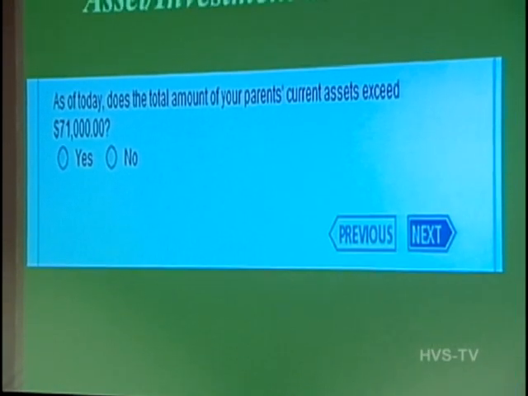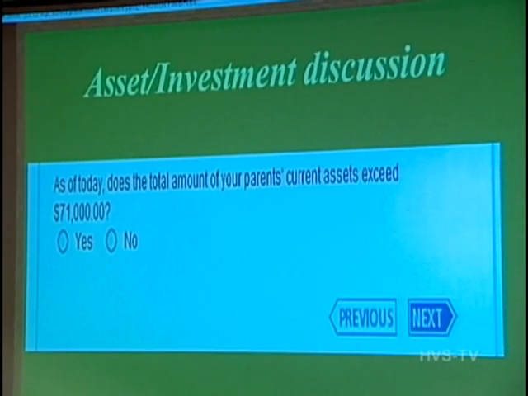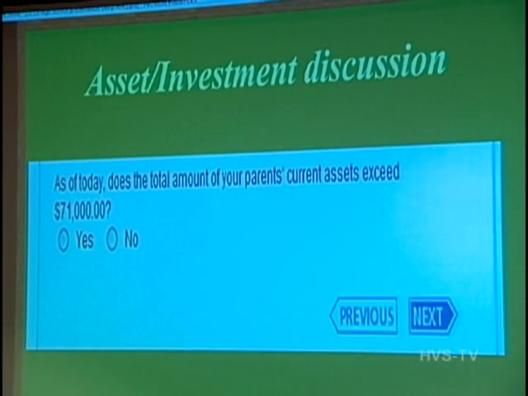All right, next we're going to have a little bit of discussion about assets and investments. Next question would be, as of today, does the total amount of my parents' current assets exceed $71,000? Based on the answers that I've given to the questions so far, they've determined that based on the age of my older parent in the household, we have what's called an asset protection allowance. Okay? So $71,000 of my parents' assets are going to be protected in the EFC formula. My parents are older, so that was based on my parent being 65 or older.